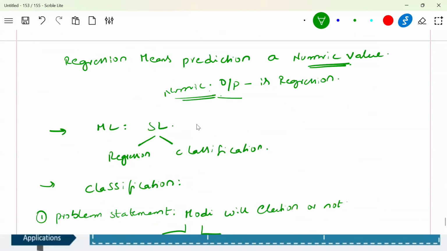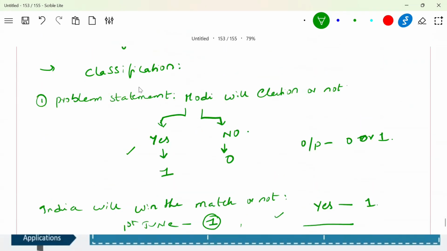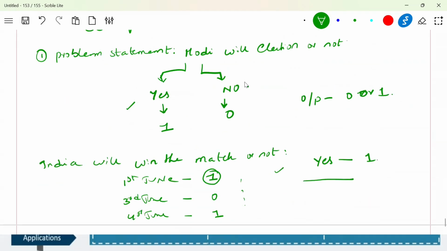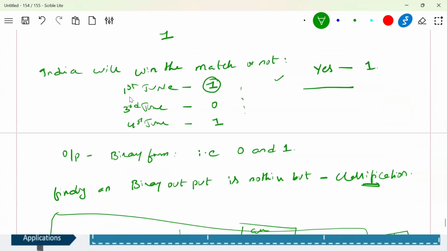And coming to classification, which also comes under supervised learning. Here I have a problem statement: whether Modi will win the election or not. We have two possibilities, yes or no. I am converting yes into 1 and no into 0, making it a binary output. There are only two possibilities: he will win the election or he will lose. So the output is in the form of a binary one. For example, I want to predict whether India will win the match or not. Again, the output is binary: 0 and 1.